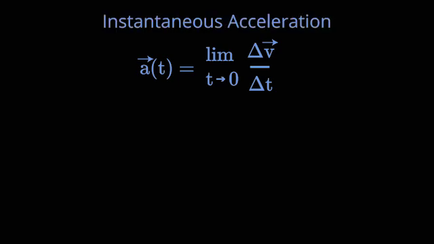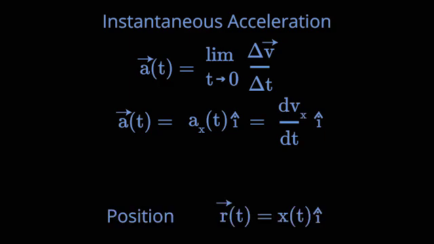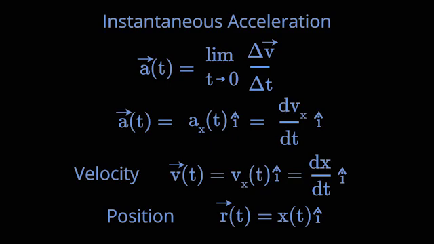So if we want to use a notation, we don't want to keep on writing limit delta t goes to 0. So what we can write is a of t. It has a component, a of t i hat. And that component, a of t, is precisely the derivative of the velocity function as a function of time. And so now we've described the position vector, the velocity vector, and the acceleration vector associated with motion.